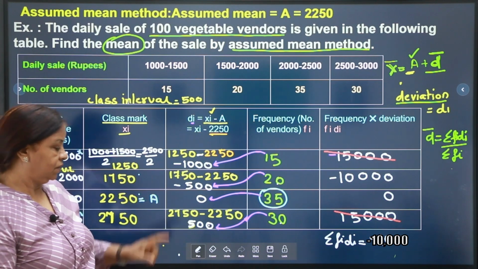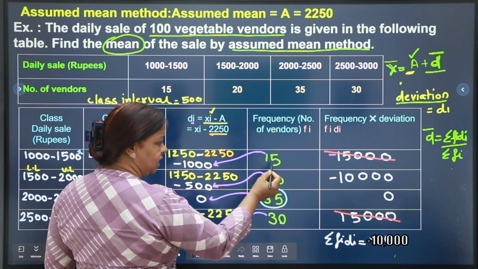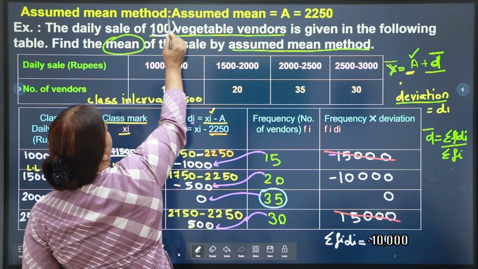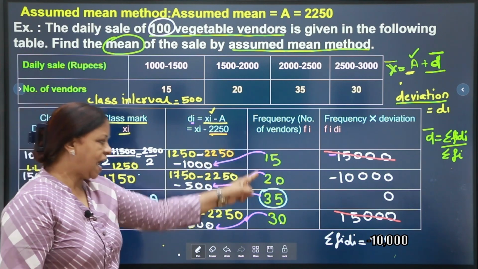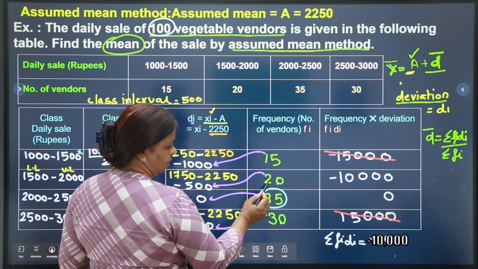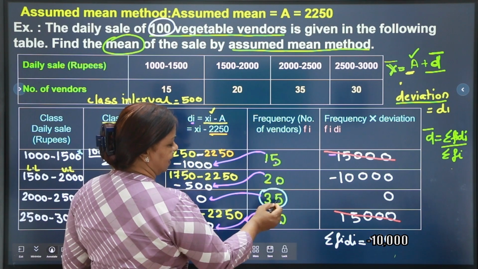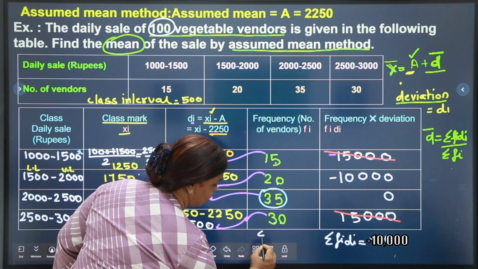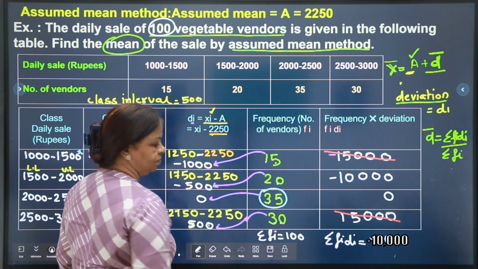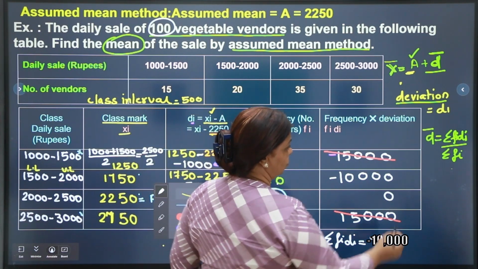Your summation of Fi di is equal to minus 2000, and we need to find summation of Fi. Summation of Fi means we have to add all this. It is already given 100 vegetable vendors. If you add Fi, you will be getting 100 only. See, 10, 30, 60, 90 and 5 plus 5, 100. So summation of Fi we got as 100.